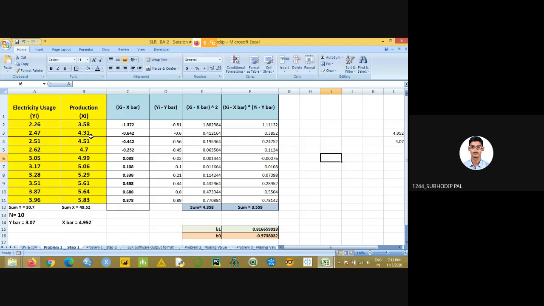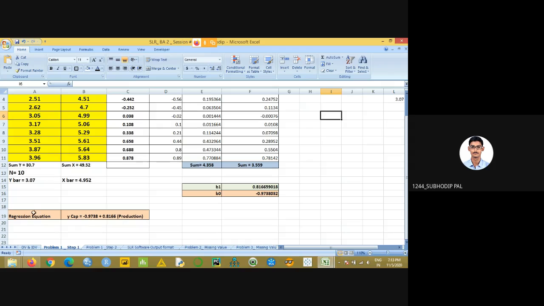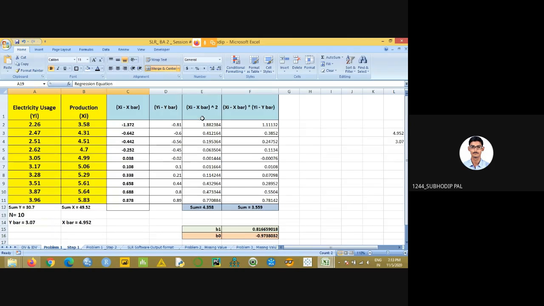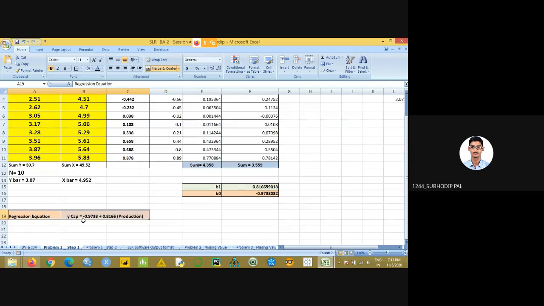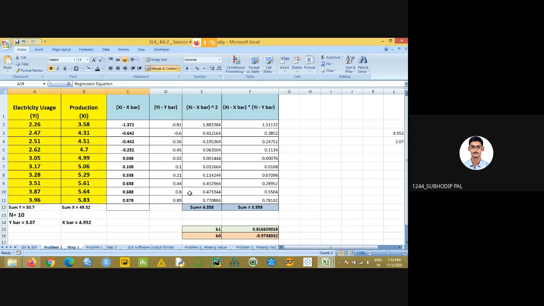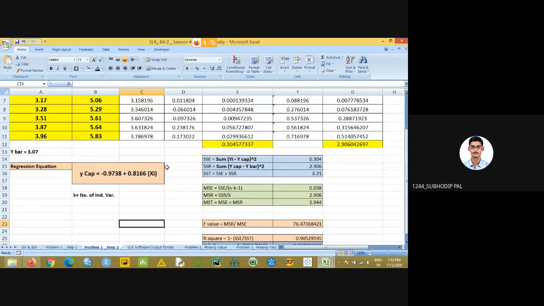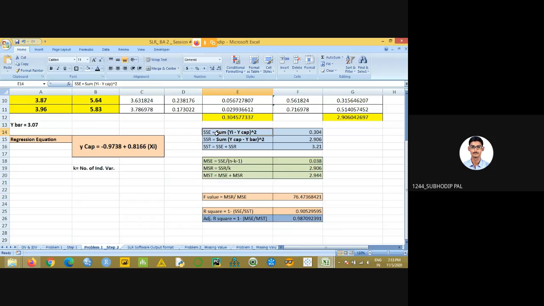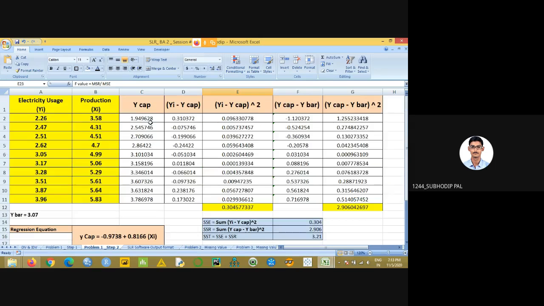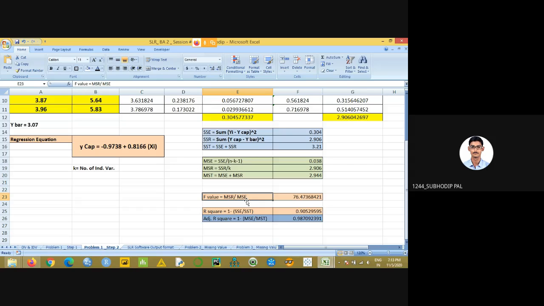One independent variable will be given to you, and you have to find the regression equation, and you have to do all the calculation manually. So this is the first step. You have to find the regression equation, and for that you have to find all those things manually. In the second step, you have to find the ANOVA table, the calculation part of the ANOVA table. Another table you have to form to find all those in the ANOVA table.